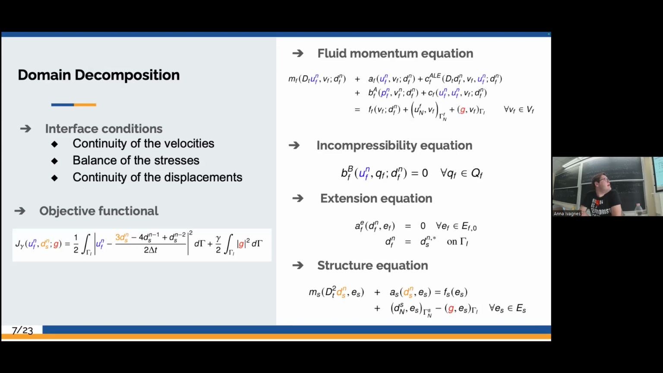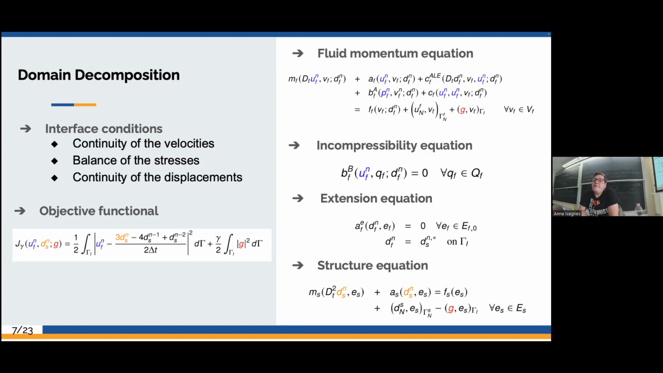We want to minimize the difference between the fluid velocity and the second order approximation of the derivative of fluid displacement, while using the normal stresses on the interface as our control variable, which enters the fluid momentum. Yes. Sorry, I always lose it here.